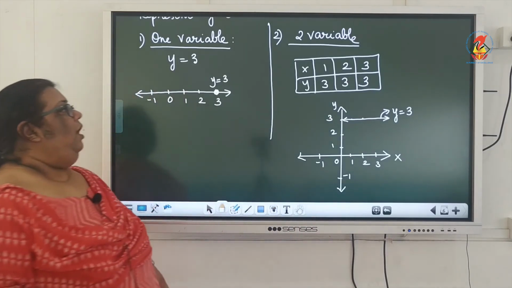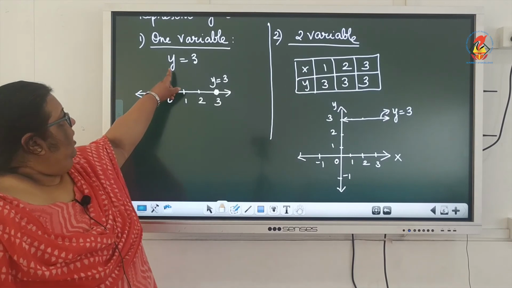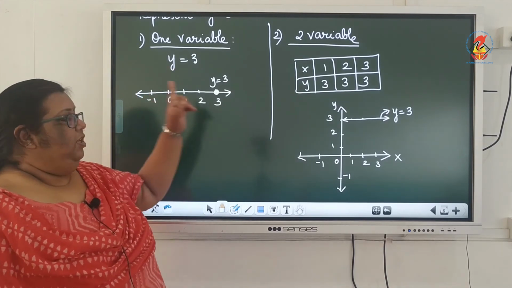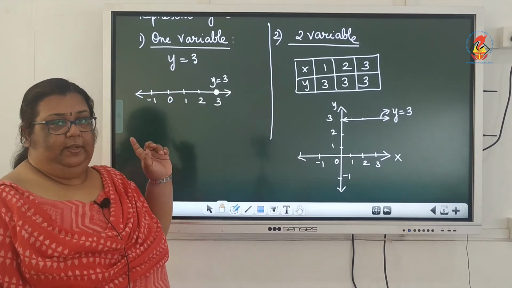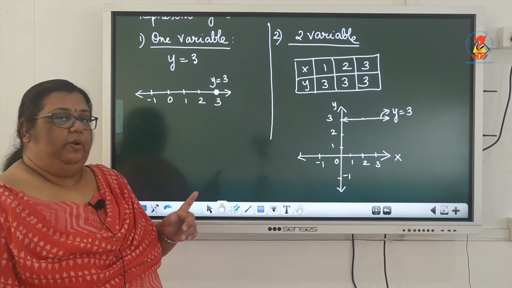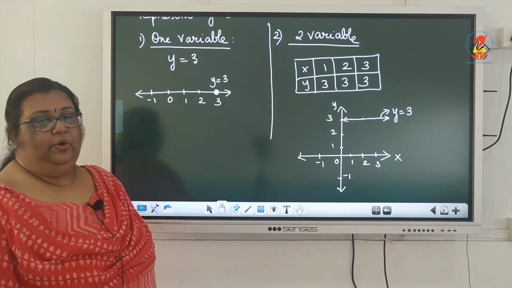So this is how you represent an equation in one variable as well as two variables. In that exercise, there is one more example. Do it as your homework.